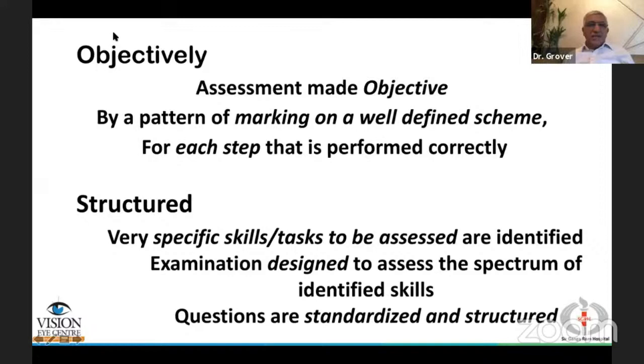Now, let's look at it. Why is it objective and why is it called a structured exam? In contrast to a subjective assessment, assessment here has been made objective by marking on a well-defined scheme where each step that is performed is evaluated for being correct or incorrect in a well-defined way, and then the marking is carried out. Now, the structuring implies that the skills to be assessed are identified, and the examination is designed according to those skills. Then the questions are structured accordingly, and they are standardized by repeated testing on individuals who take the exams.